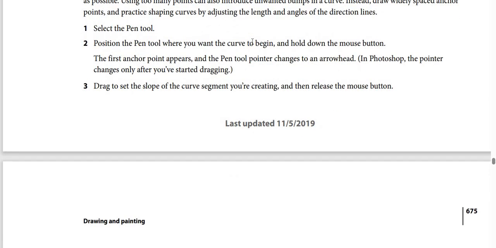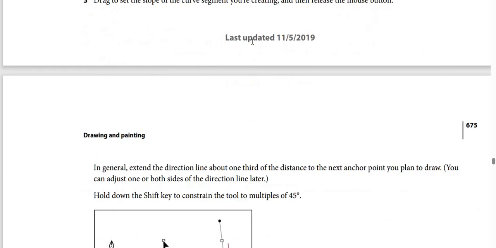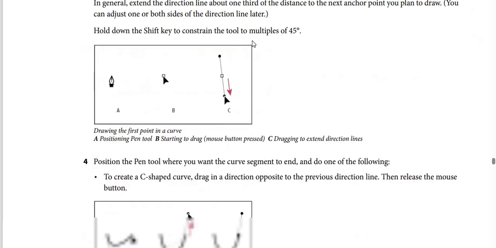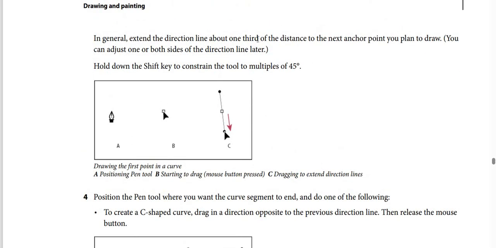Step number 3. Drag to set the slope of the curve segment you are creating, and then release the mouse button. In general, extend the direction line, by the way, about 1/3 of the distance to the next anchor point you plan to draw. You can adjust one or both sides of the direction line later. Hold down the Shift key to constrain the tool to multiples of 45 degrees.